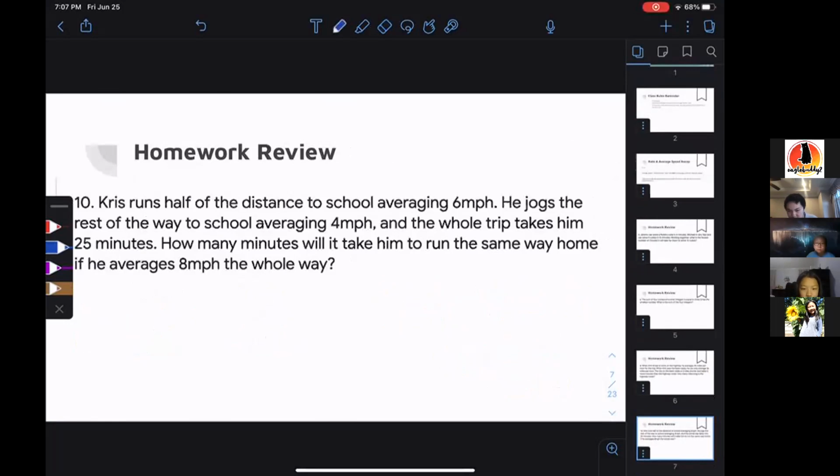So this problem looks kind of hard when you read it, but it's not that difficult in my opinion. Chris runs half the distance to school, averaging 6 miles an hour. He jogs the rest of the way to the school, averaging 4 miles an hour, and the whole trip takes him 25 minutes. How many minutes will it take him to run the same way home if he averages 8 miles per hour the whole way? Just as a reminder again, make sure that you use uniform units, like miles per hour versus minutes. You have to do the conversion. That being said, does anybody have an approach or a start for this problem?